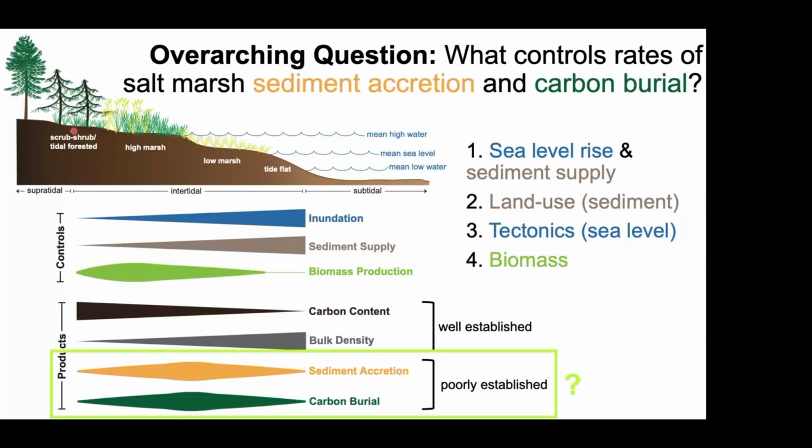And my approach has been to set up natural laboratory experiments to test the influences of things like sea level rise, sediment supply, land use, which ultimately often impacts sediment supplies, tectonics, which ultimately ends up impacting sea level rise, and then biomass productivity. And so I'm going to move through each of these four different parts as vignettes or chapters or whatever you want to call it.